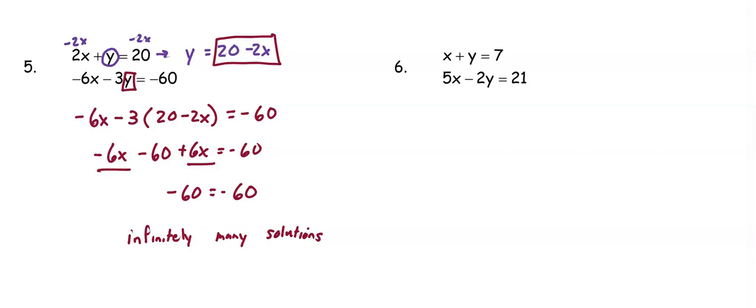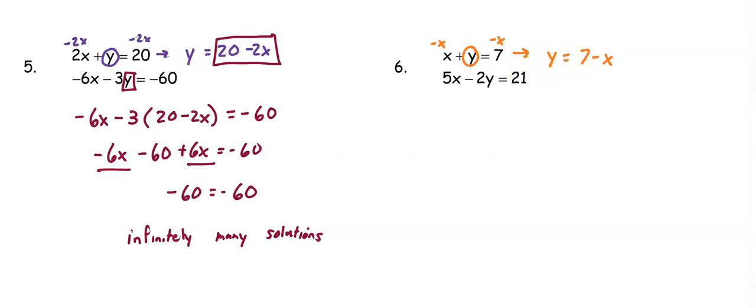Let's look at one more problem before we get into our word prompts. In number 6, we have x plus y equals 7 and 5x minus 2y equals 21. When both of them have a coefficient of 1, like x and y in the first equation, it doesn't matter which variable you solve for. So I'm going to solve for y, so I'm going to subtract x from both sides. Y equals 7 minus x.